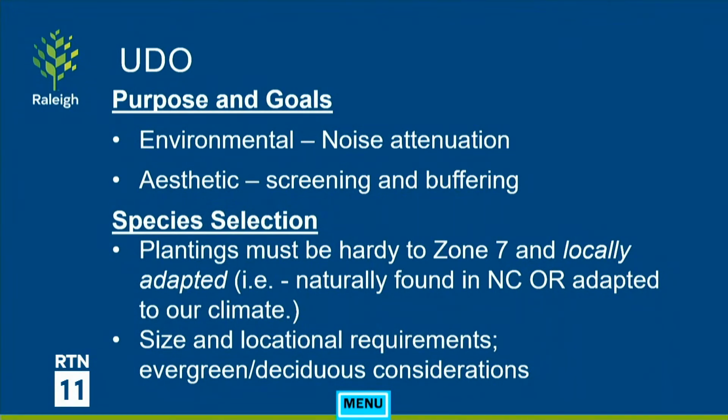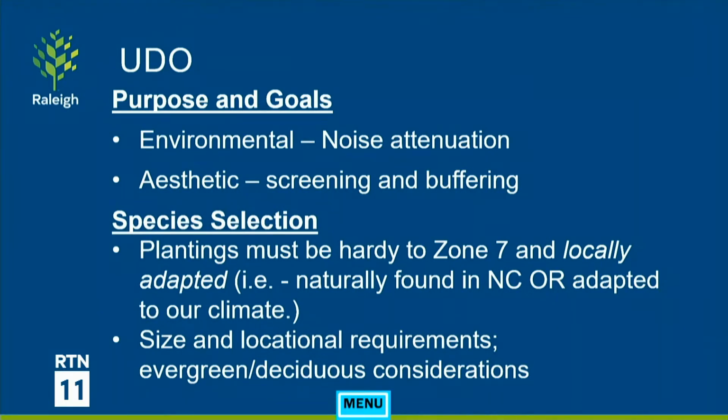So the UDO carries a lot of those same goals and purposes as the tree manual, but it also takes into consideration some other things such as noise attenuation. So we use landscaping and zoning to help buffer noise as well. And we also use it to screen uses that are adjacent to each other that might not be compatible, or could just benefit from some level of separation, such as an industrial use or warehouse next to a residential area, which might require a wider landscape area to help with those aesthetics.